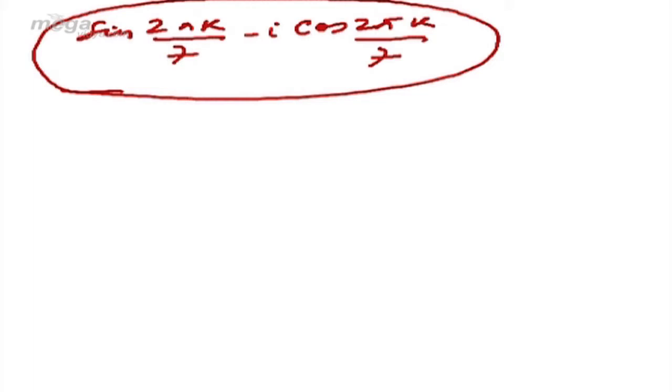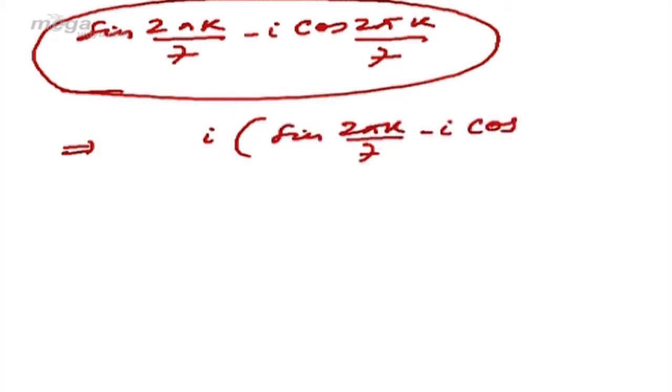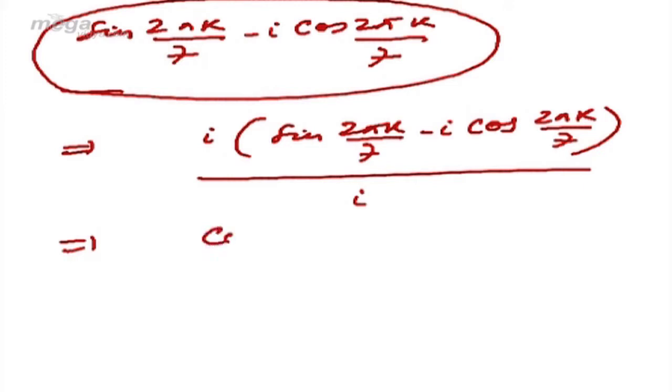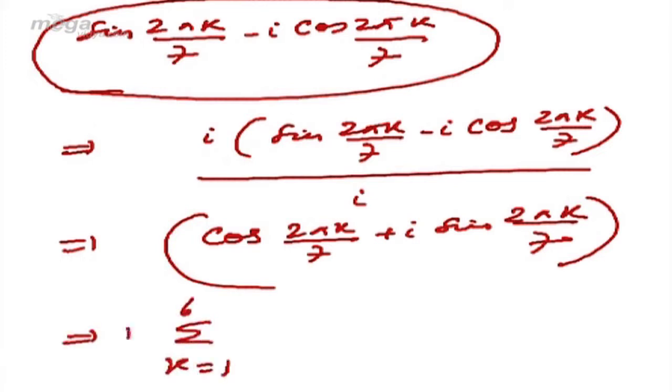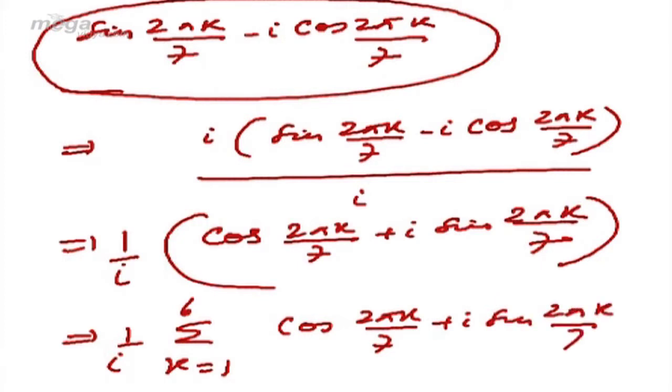So we multiply by I and divide by I. So this will become I into sine 2 pi k by 7 minus I cos 2 pi k by 7 divided by I. That is cos 2 pi k by 7 plus I sin 2 pi k by 7. So the summation becomes, summation k is equal to 1 to 6, 1 by I, cos 2 pi k by 7 plus I sin 2 pi k by 7. Now the complex number has become in standard form.